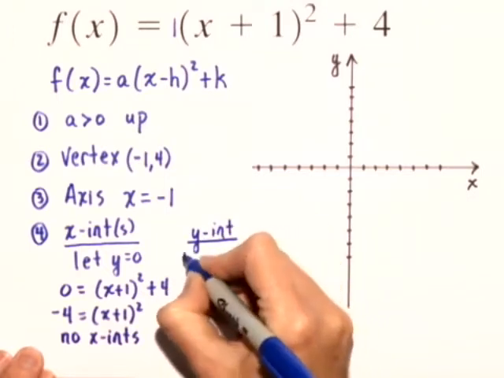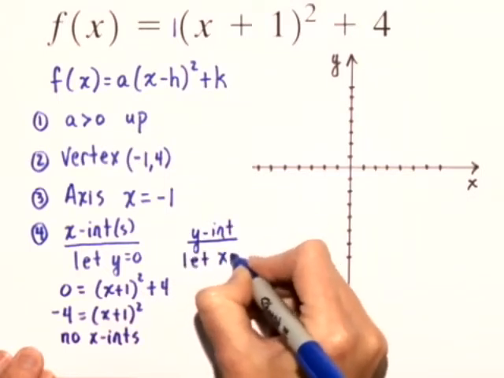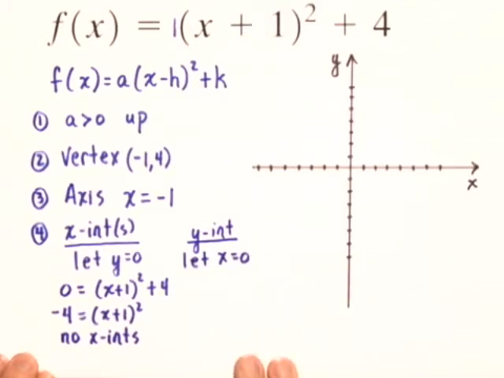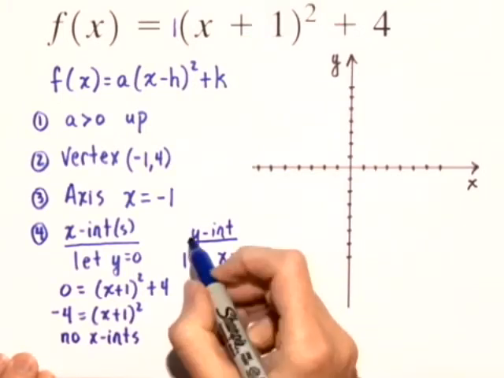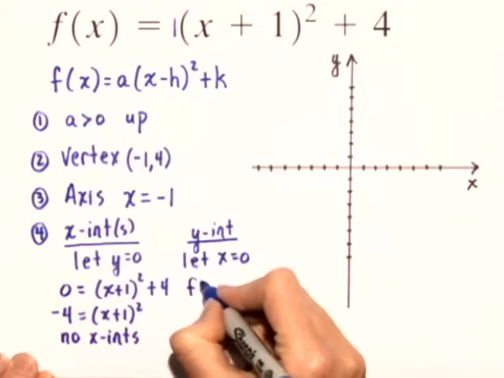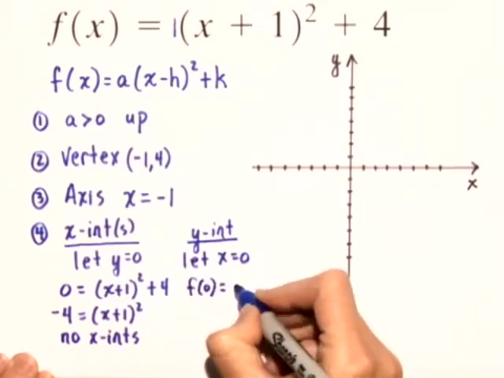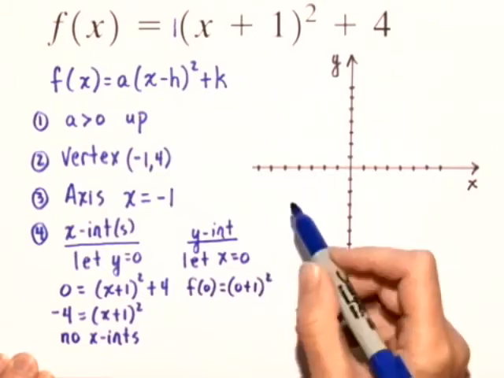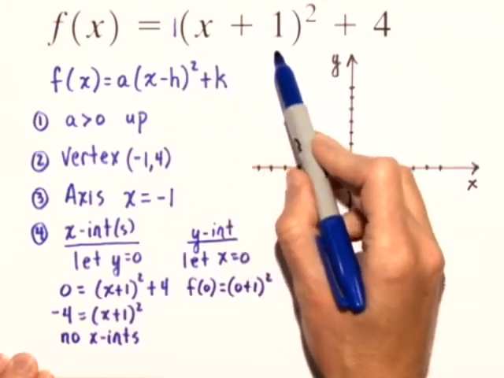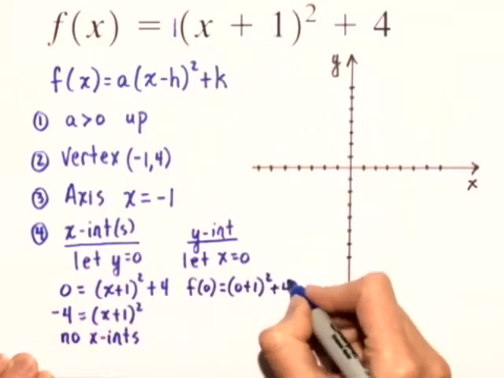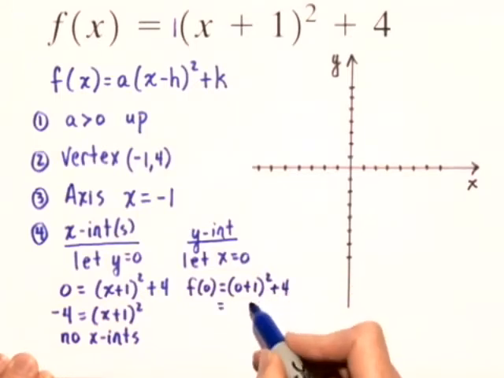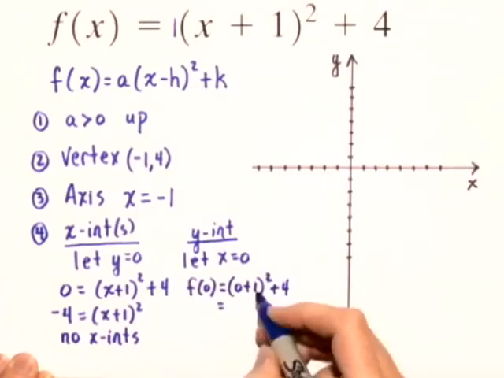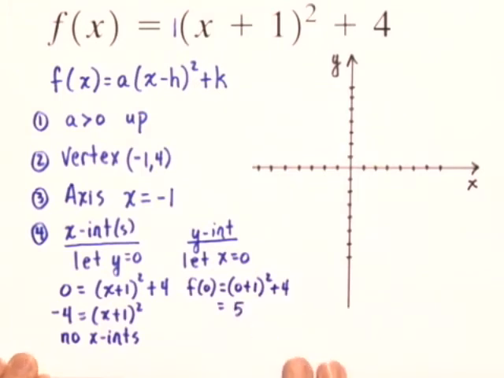We can find the y-intercept by letting x equal 0. If we let x equal 0, then our y-intercept, or f of 0, equals (0 plus 1) quantity squared. I'm just substituting 0 up here in my original equation, plus 4. And this becomes 1 squared, which is 1, plus 4, or 5.